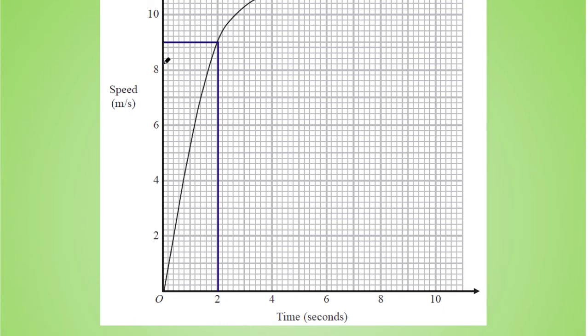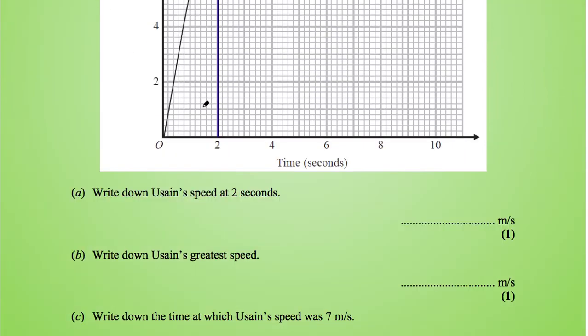Just check, is this halfway between 8 and 10? 1, 2, 3, 4, 5. Yes, 1, 2, 3, 4, 5. So that tells us that each square is representing 0.2, and that is 9 in there. So the answer to his speed at 2 seconds is 9 meters per second.